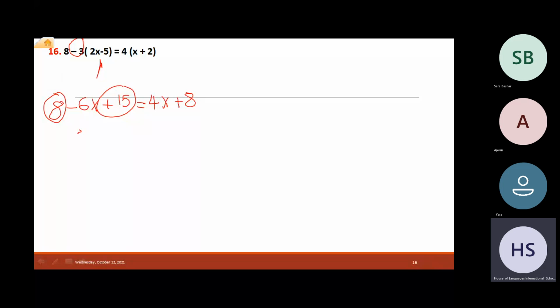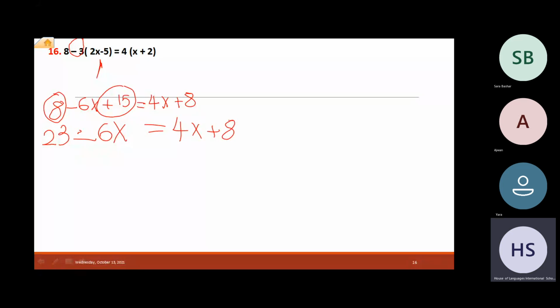What do I have to do? Add them together. 8 plus 15 is 23. So I will write here now 23. It's okay? Next, what do we have here? Negative 6x. Write it down as it is. Keep it with its sign. Then next, let's go now to the right side. What do we have? 4x plus 8.